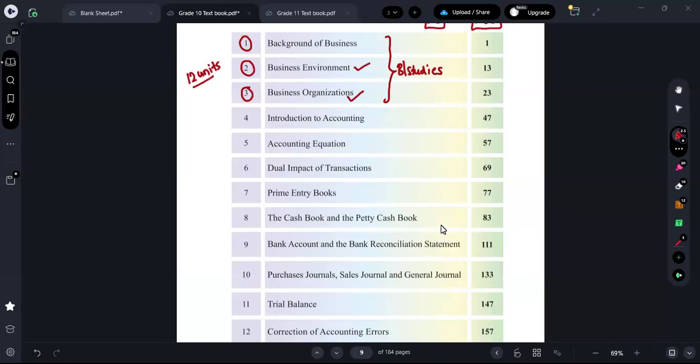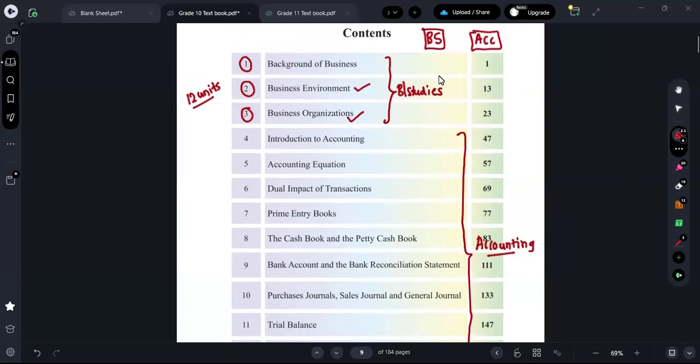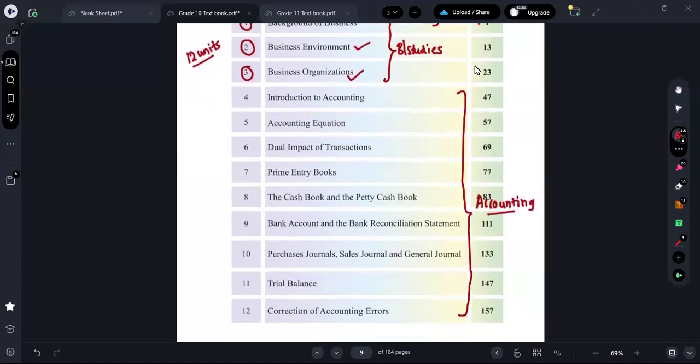On the other hand, from unit 4 onwards, all the way to unit 12, we have what? We have accounting. As you all know, the book consists of business studies and accounting. So from unit 1 to 3, it's business studies, and from 4 to 12, it consists of accounting.